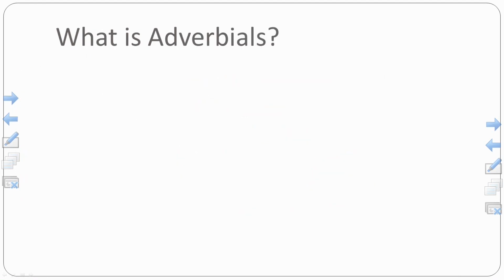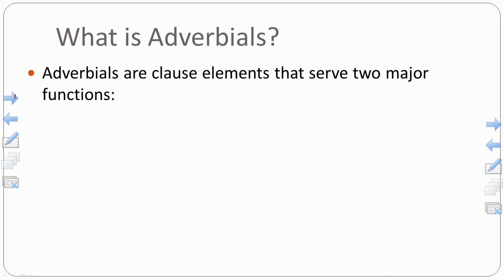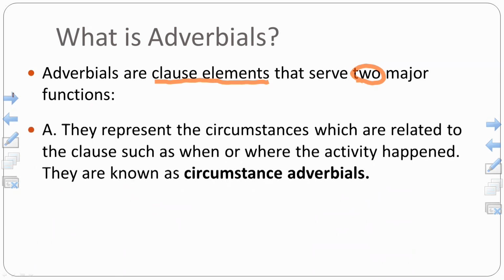Now in English, the very first question, what are adverbials? So adverbials are clause elements. What? The clause elements that serve two major purposes. And what are the two major purposes? Or we can say functions.